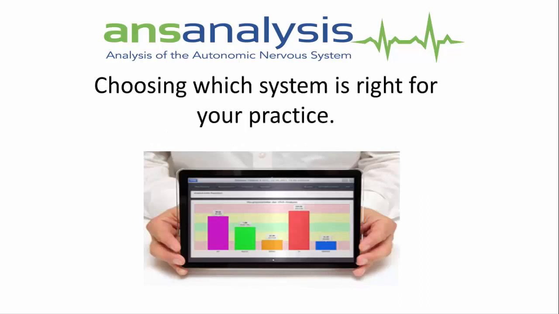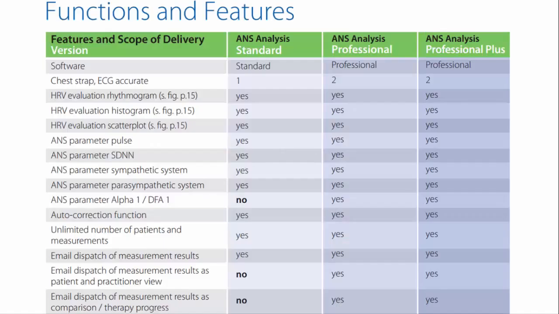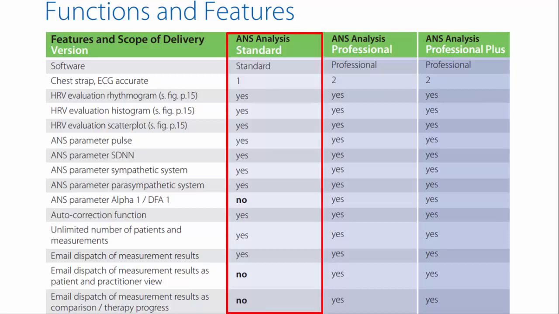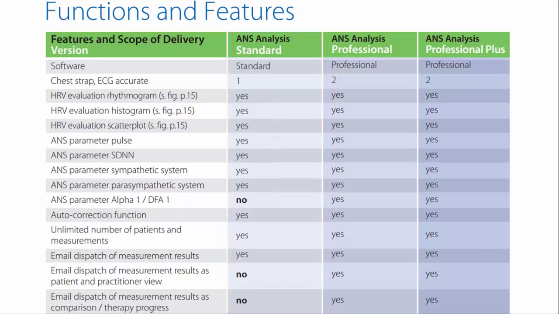Choosing which system is right for your practice. The ANS analysis offers 3 different systems to choose from. The ANS analysis standard is our entry into the ANS analysis. It includes the parameter of heart rate variability with rhythmogram, histogram, and scatterplot. Parameters such as pulse, standard deviation, sympathetic and parasympathetic tone guarantee a fast and easy evaluation. The standard version was developed for users that are looking for fast and easy to interpret measurement results.